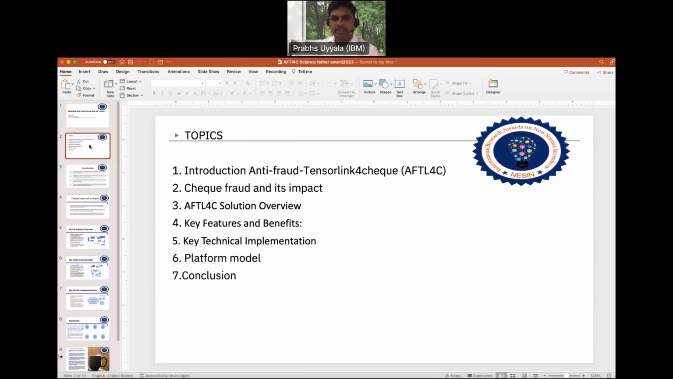Here, the introduction to AFTL4C, which we named after anti-fraud tensor-link for checks. Check fraud and its impact on mankind and in history. And the AFTL4C solution overview: how it is, and how it's going to be processed for anti-fraud check detection, key features and benefits, key technical implementation, the platform model, and the conclusion, the final statement. These are the key topics we are going to cover as part of this discussion.